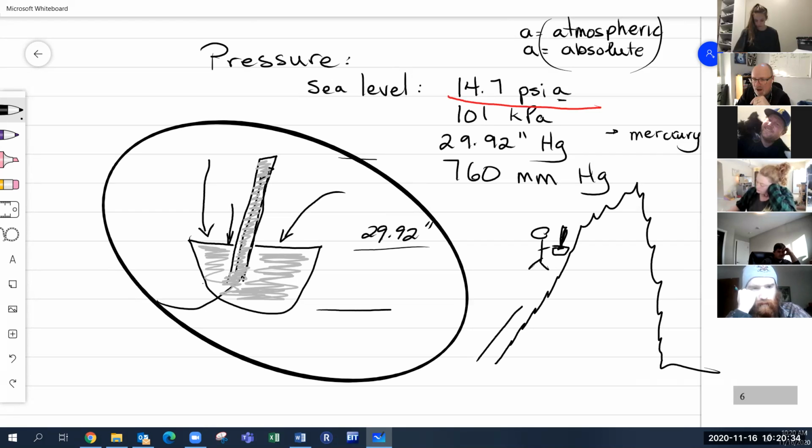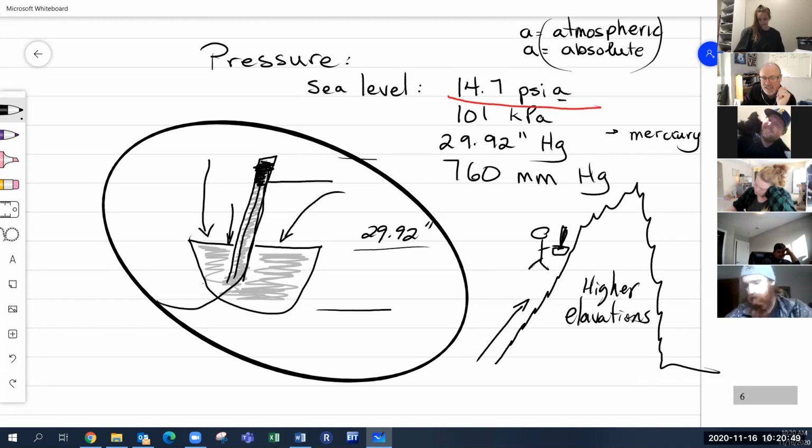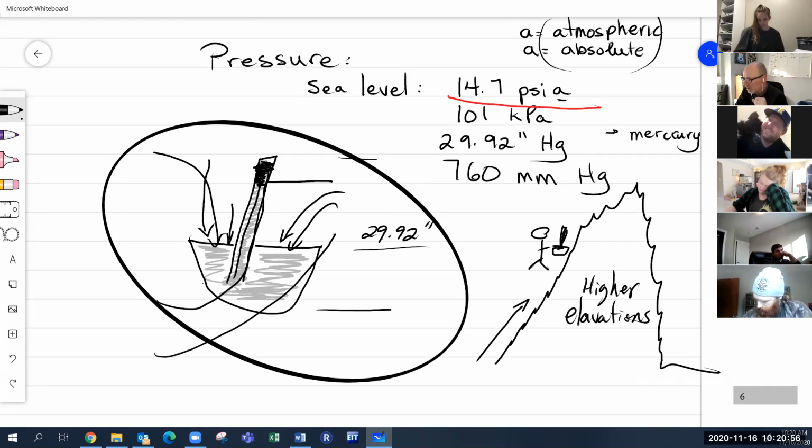As he went up at higher elevations, he noticed that this mercury level started to drop. So he determined that the higher he went up the mountain, the less atmospheric pressure was pushing on the mercury. So he determined that at higher elevations, less atmospheric pressure is exerting on you.